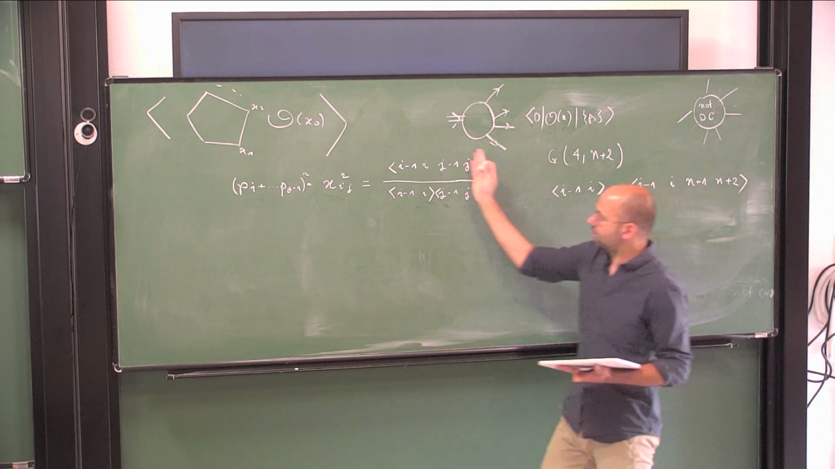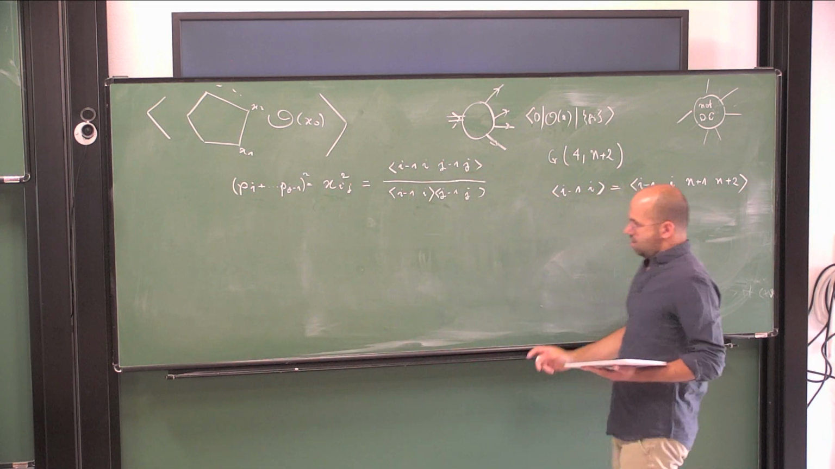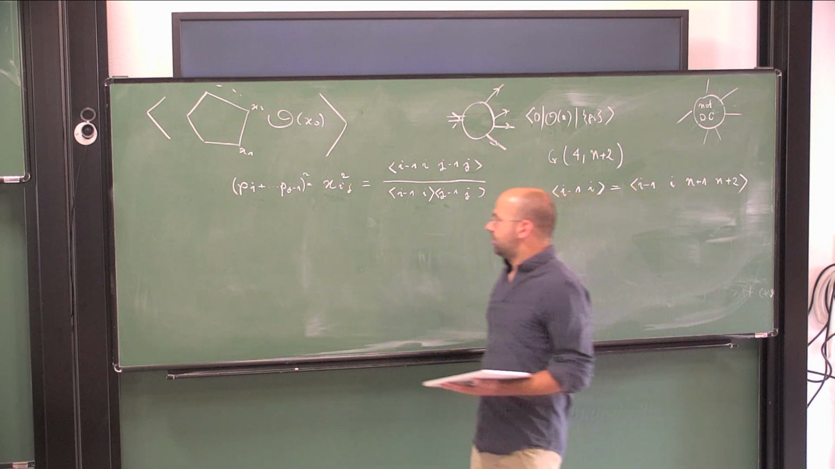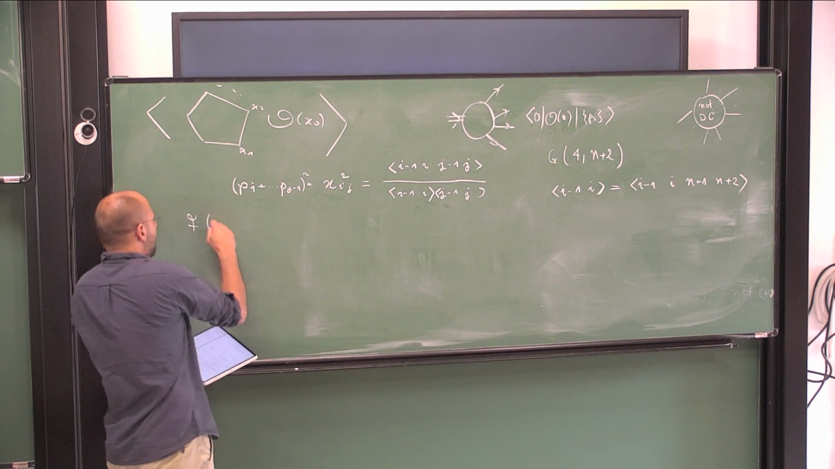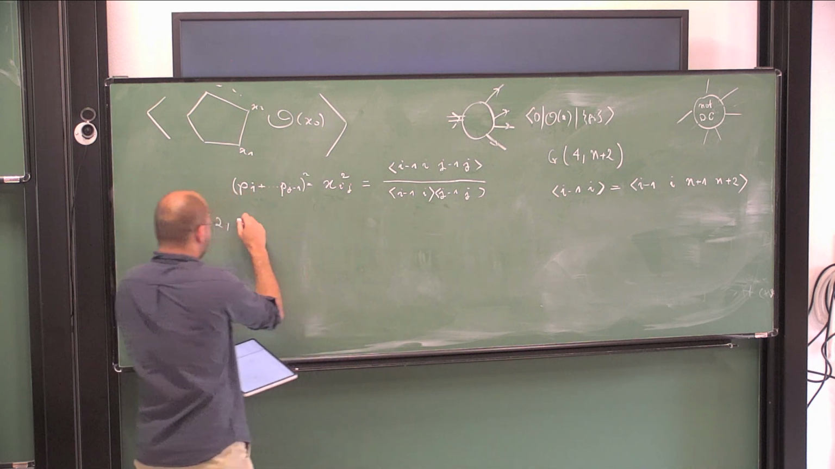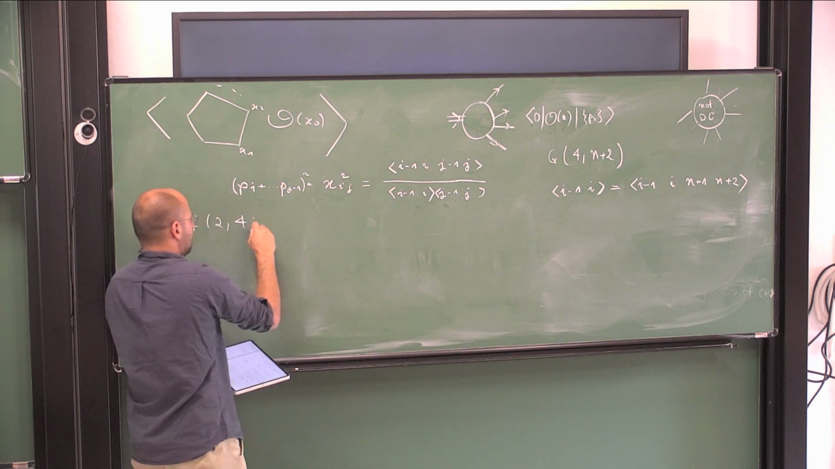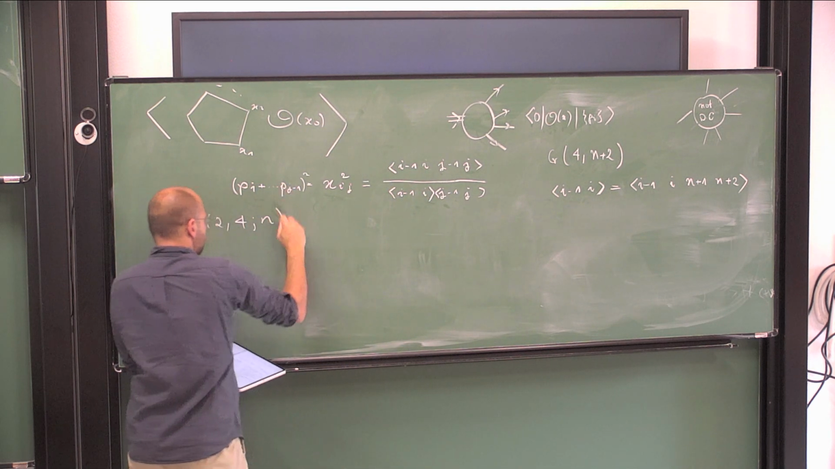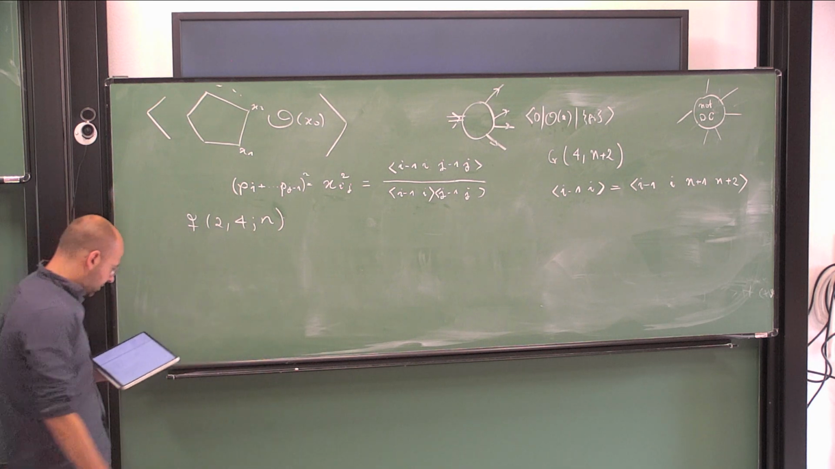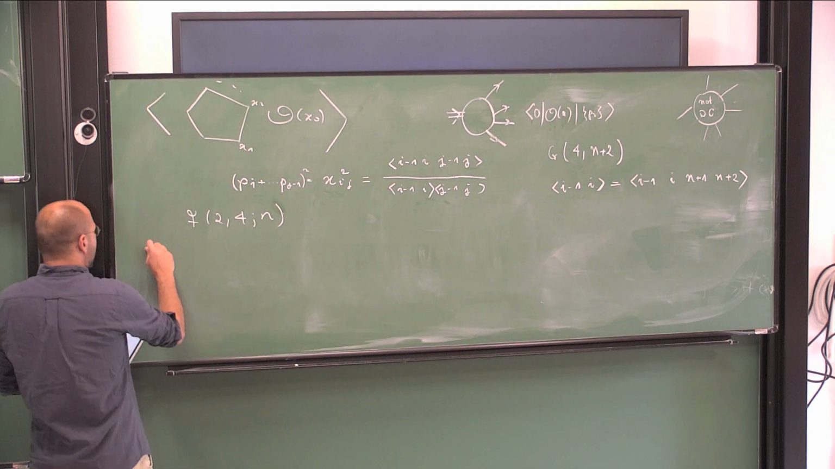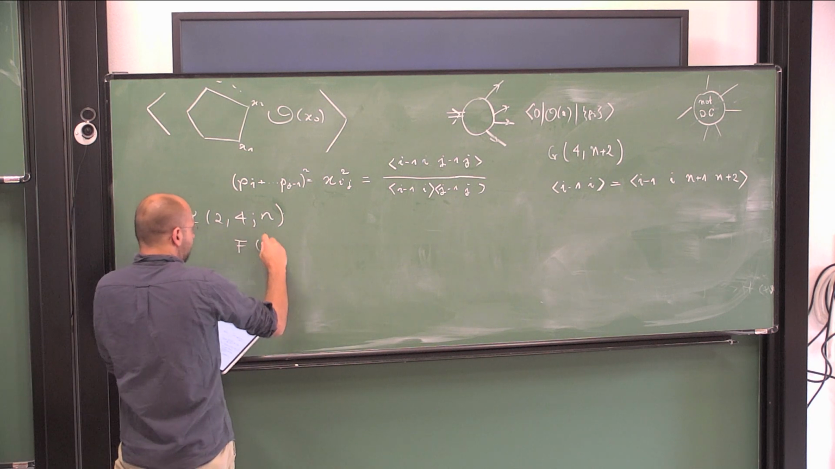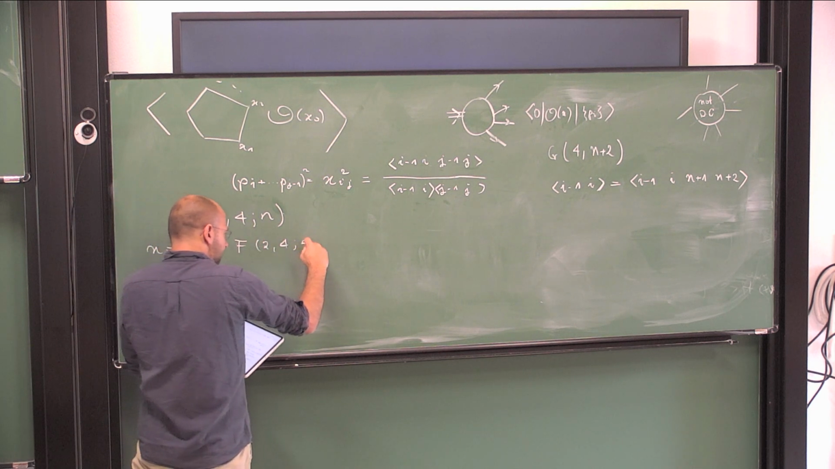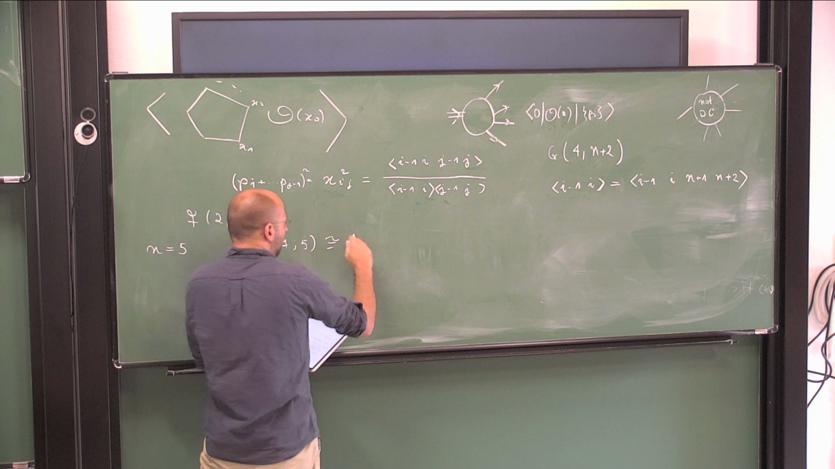So these objects naturally live on F2 for these, 4 for these, n. Okay, this is the object that we're looking at. And for n equals 5, we will get F, obviously 2, 4, 5, and this is to A4.